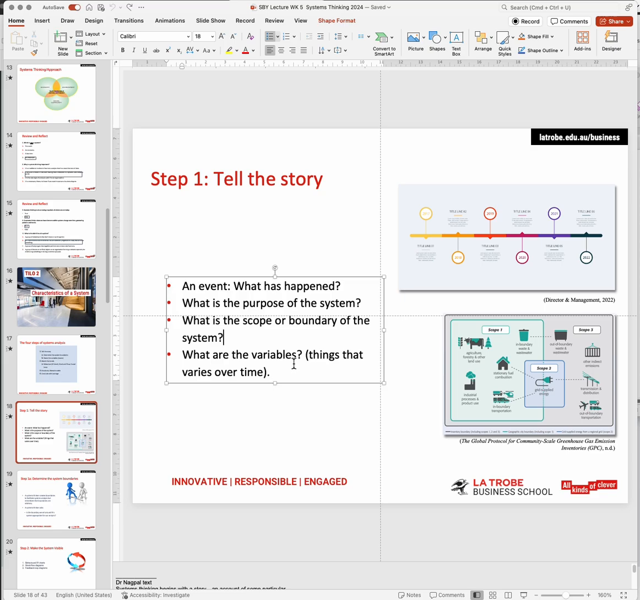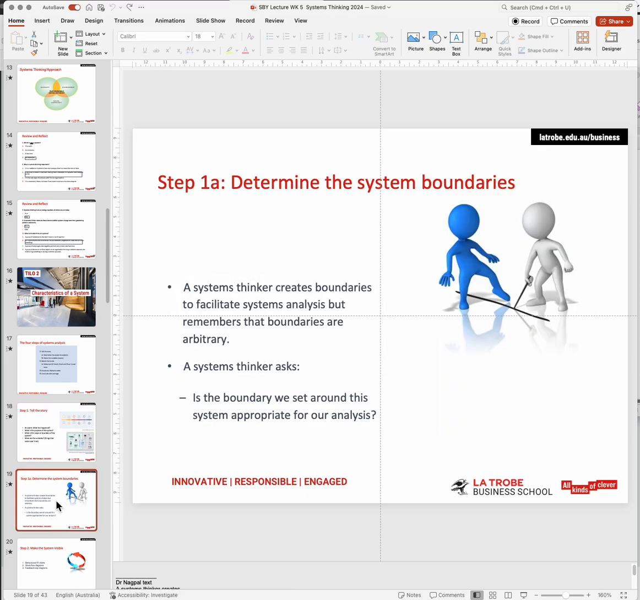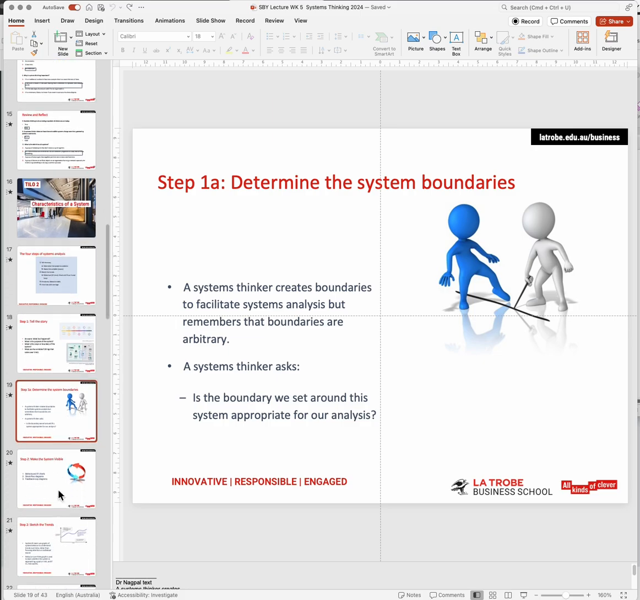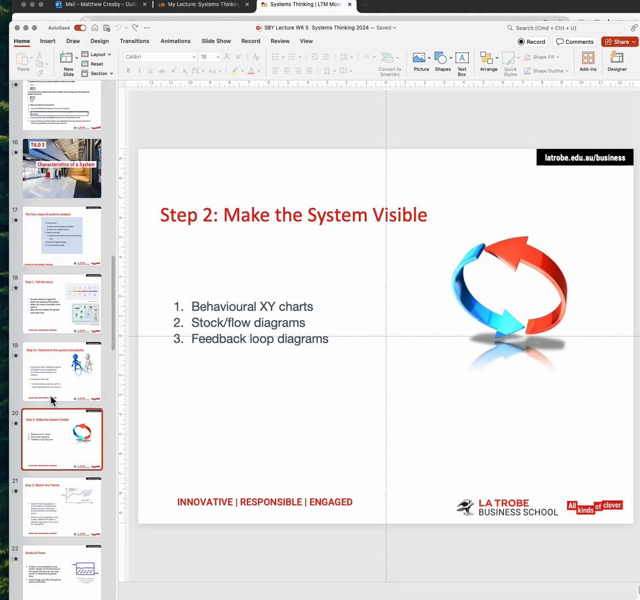And then what are the variables? Well, really, I think that I've just been naming what the variables are. Remember that a variable is something that increases or decreases over time. And so you need to think about that when you're naming those. Just described that, haven't we? Okay, so then we've got to make the system visible. And we use these 3 forms. Well, let's dive into those.